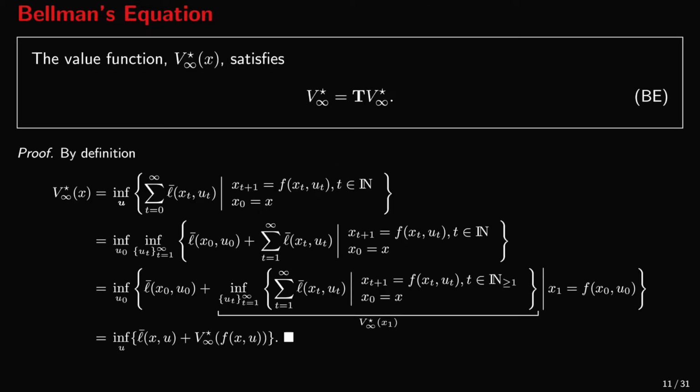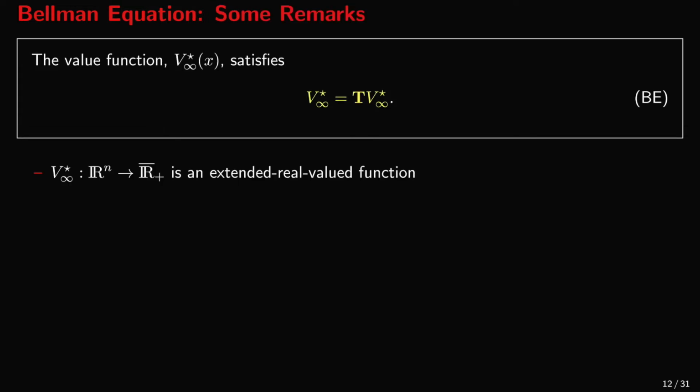Bellman's equation holds for this infinite horizon constraint formulation as well. The proof is shown here, and it is really identical to the one we gave earlier for the case of unconstrained infinite horizon optimal control problems.